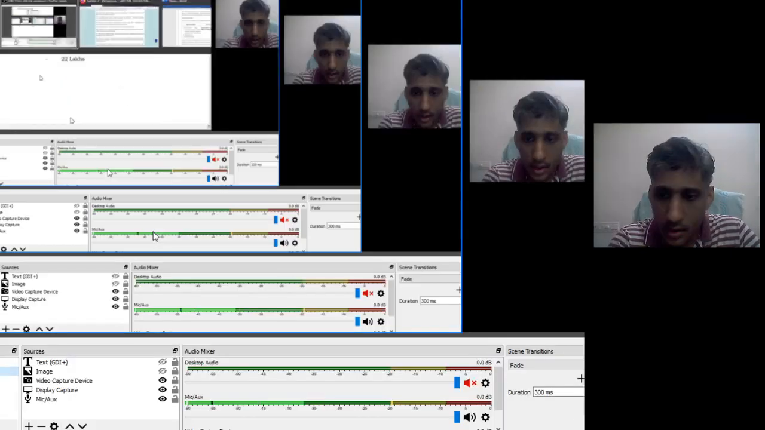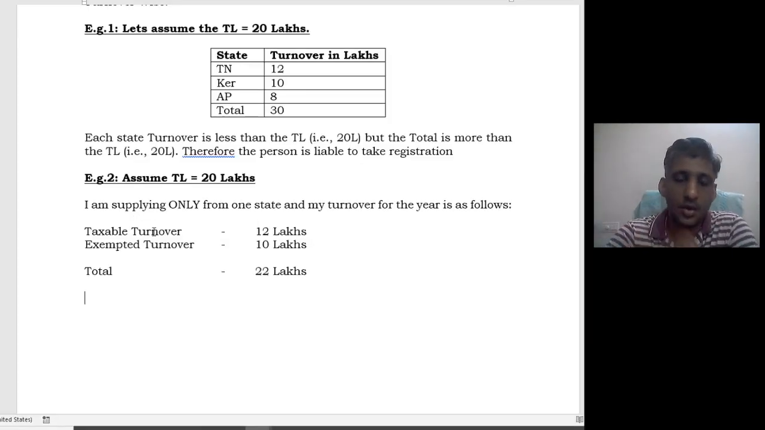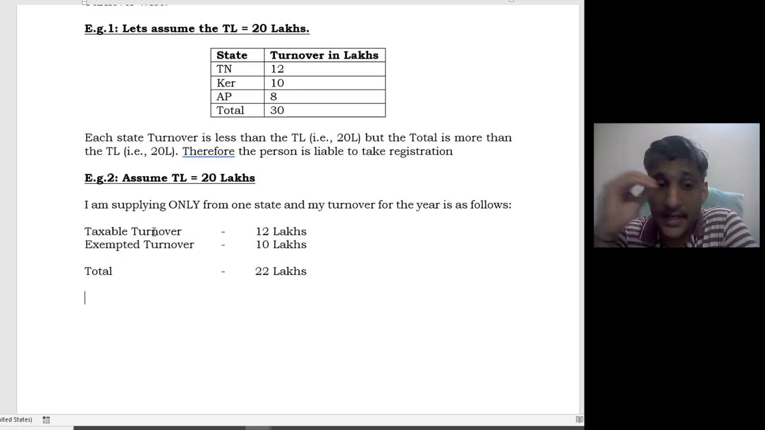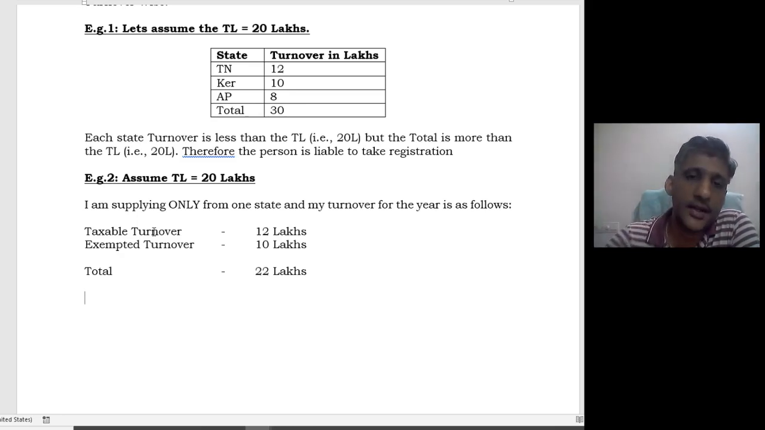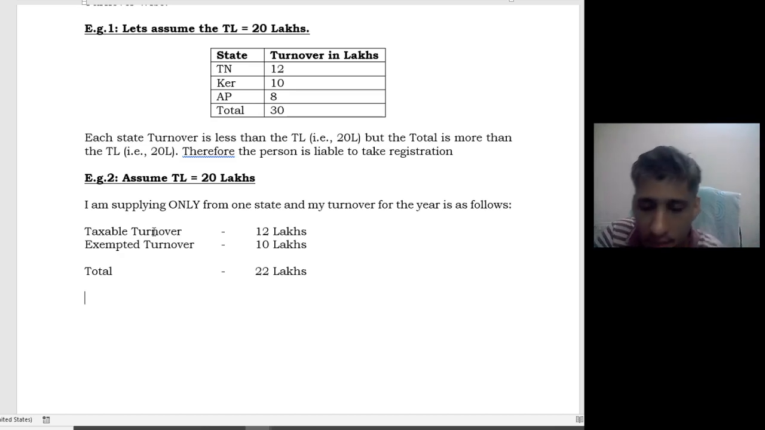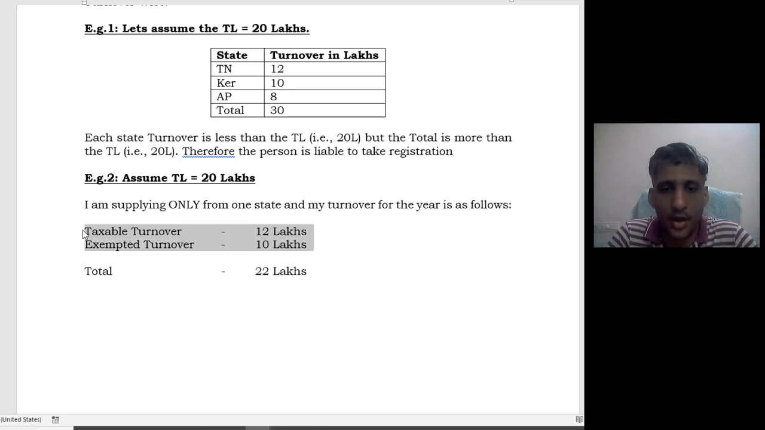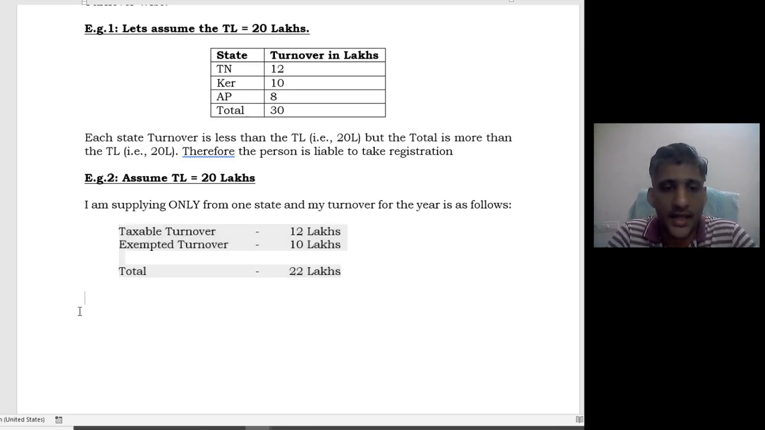Now the question is, my taxable turnover alone, that is the turnover on which I'm going to pay tax. I am not going to pay tax on exempted turnover. Please understand, this is only to understand whether I am liable for registration or not. This 20 or 22 lakhs is not liable to tax. Even if I am liable to registration, I am going to pay tax only on my taxable turnover. I am not going to pay tax on my exempted turnover. This is only for the purpose of understanding whether I should take registration or not.